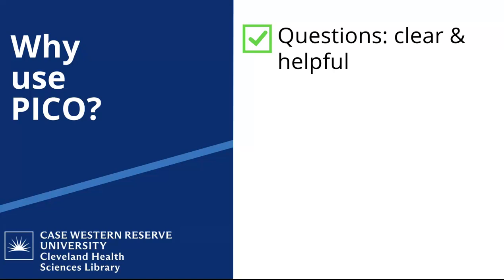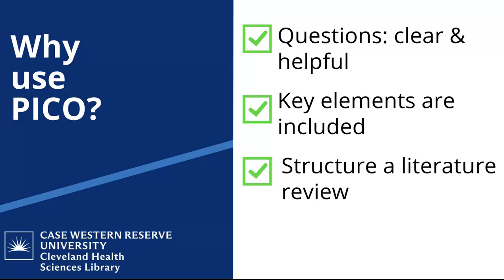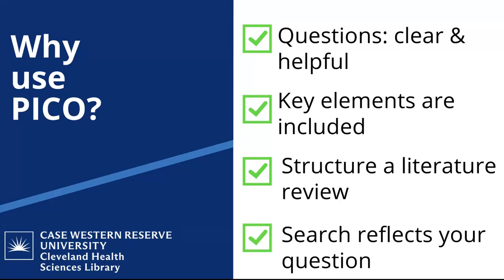So why use PICO? First, using PICO is one way to make sure that the question you ask in research is clear and helpful without the possibility of being vague or unanswerable. Second, it prompts you to check that the key elements of your questions are included. Next, it structures your question in preparation for your literature review. And finally, it ensures that your search reflects your question and covers the relevant PICO elements.